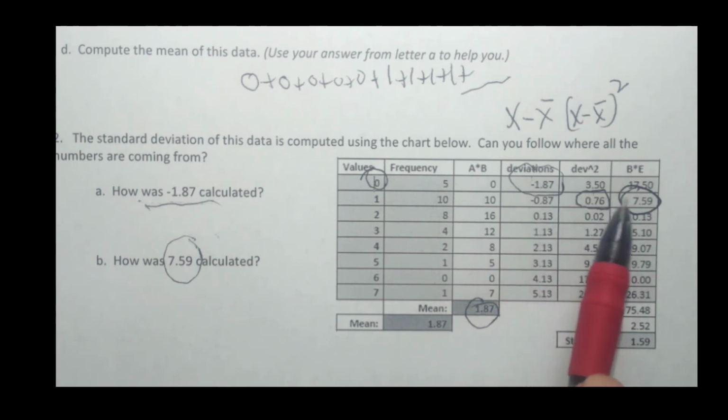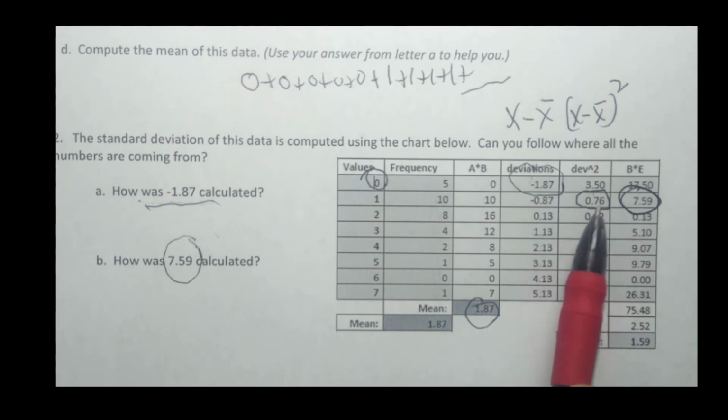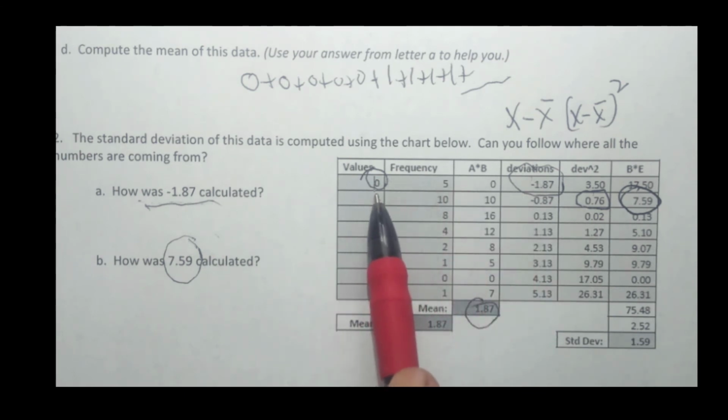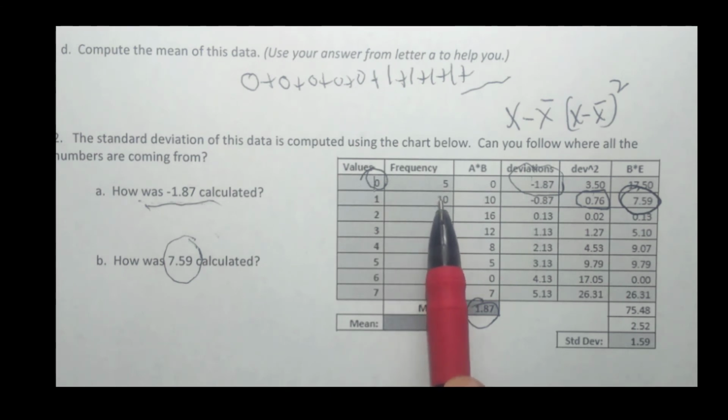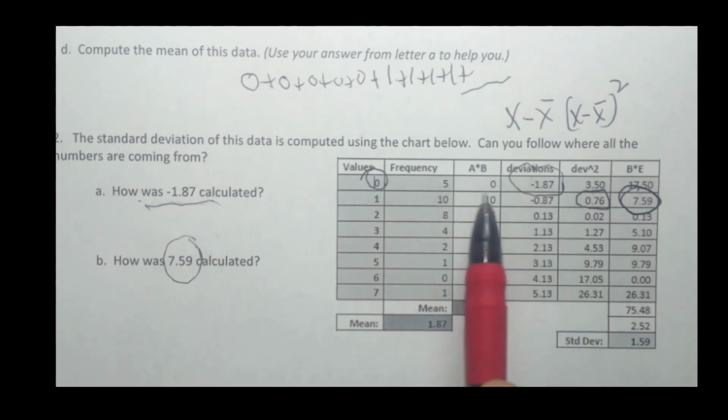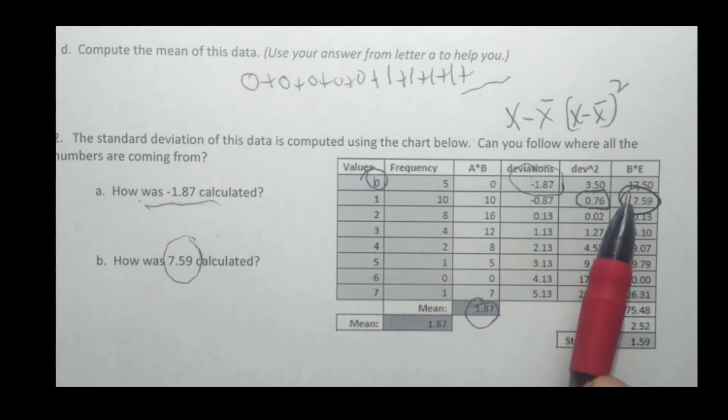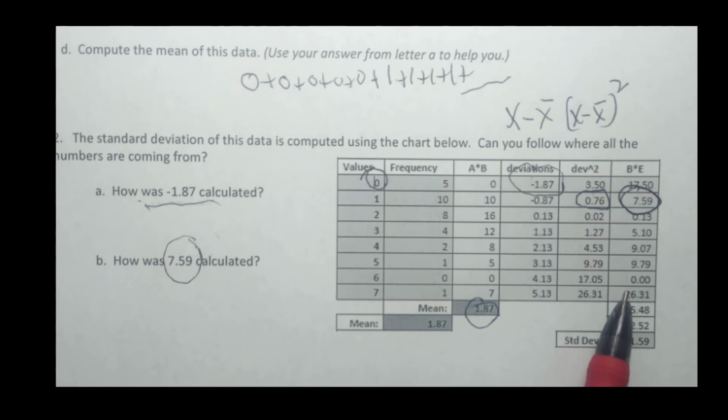Now finally, how did they get this number? Well, put it on pause and think about it. They didn't get 0.76. That's just one person drinking 1 cup. But 10 people drank 1 cup. So they took this number and multiplied it by 10 to get that. Now they would add all these up. And that would be what? This number here.